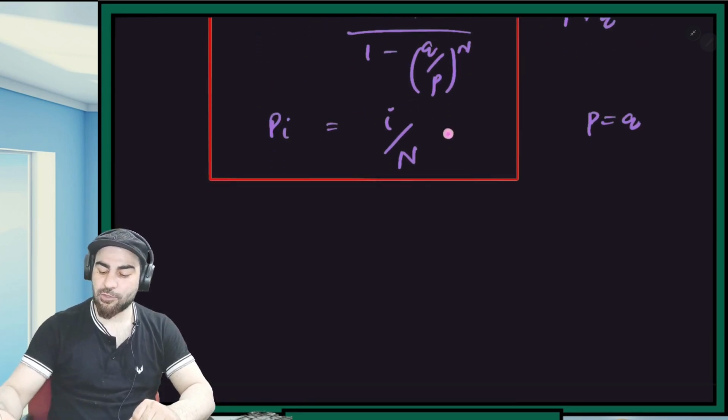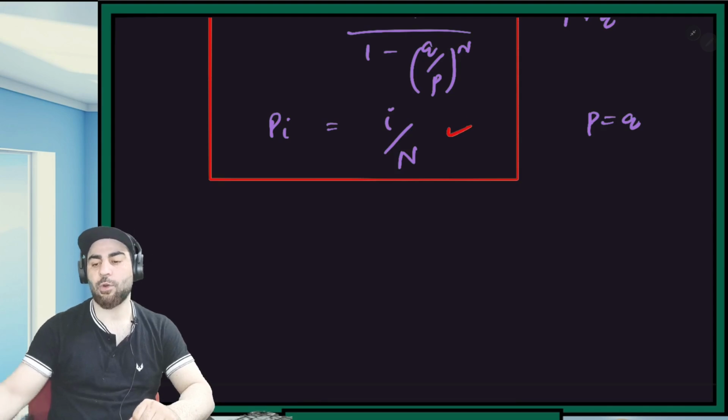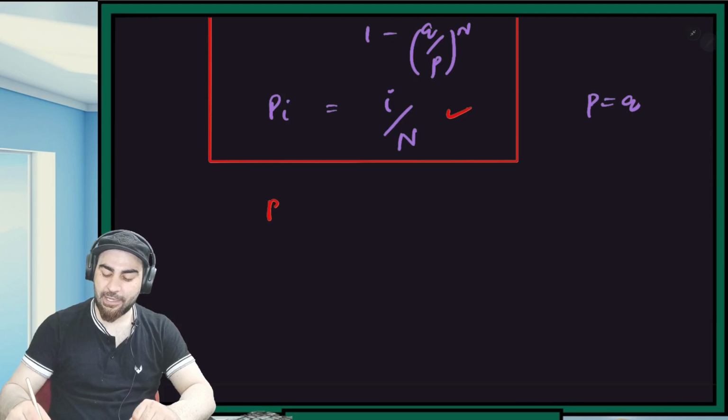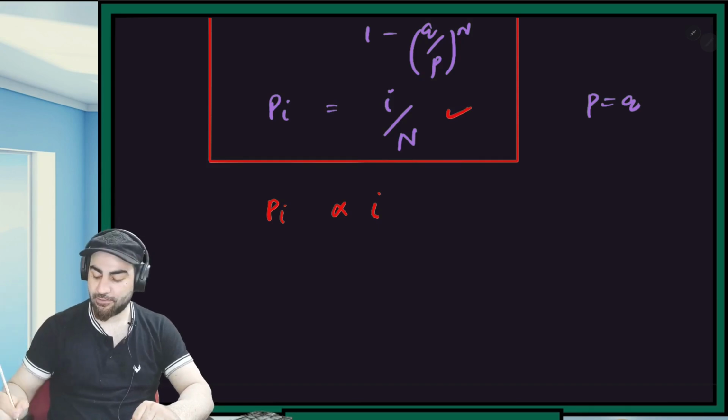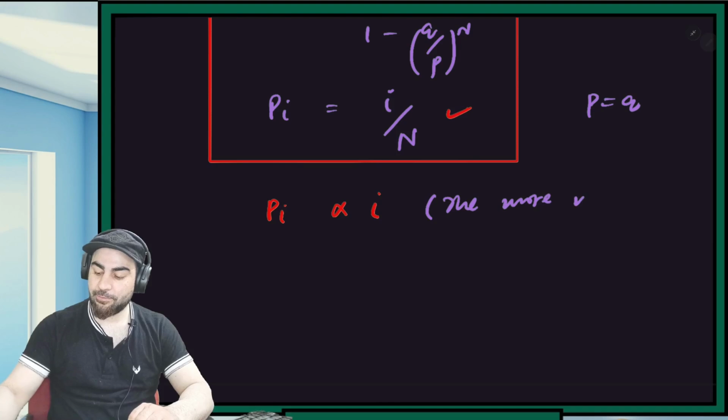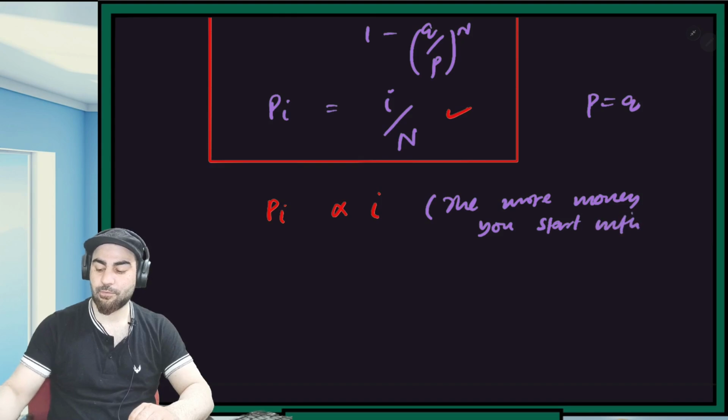If we now focus on this result more, what is the implication of this result? The key observation over here is this Pi is directly proportional to this I. So the more money you start with, the more likely you are to win.